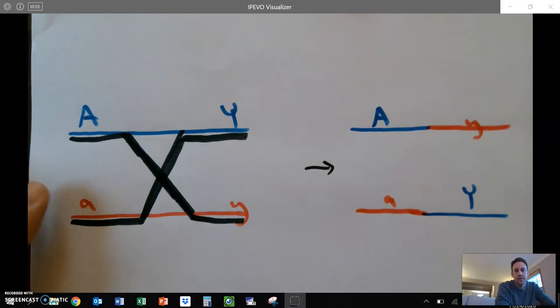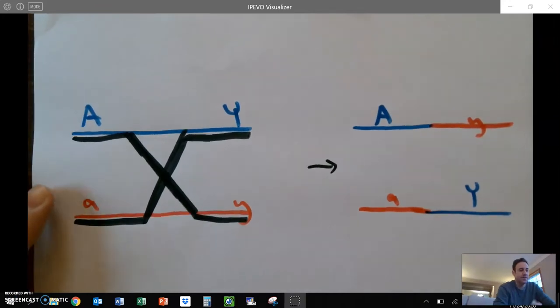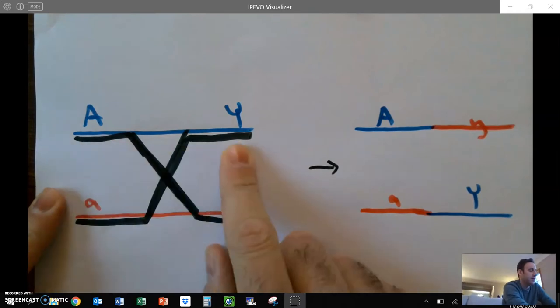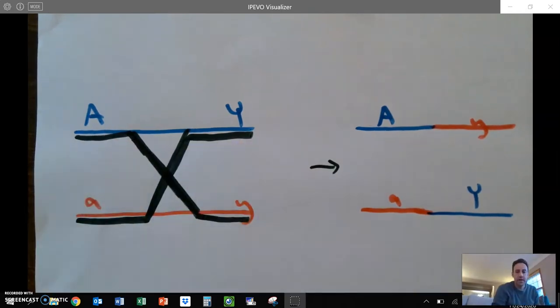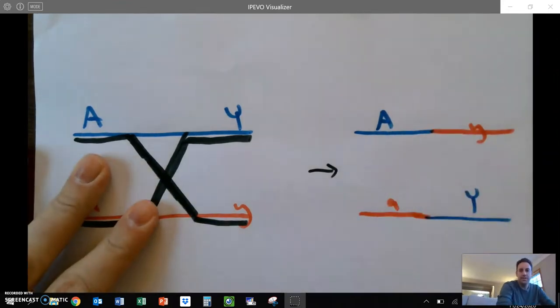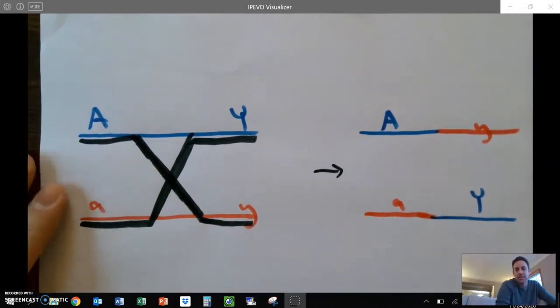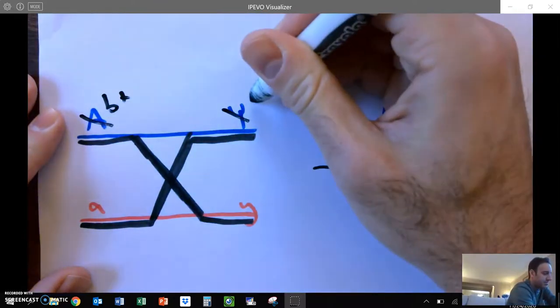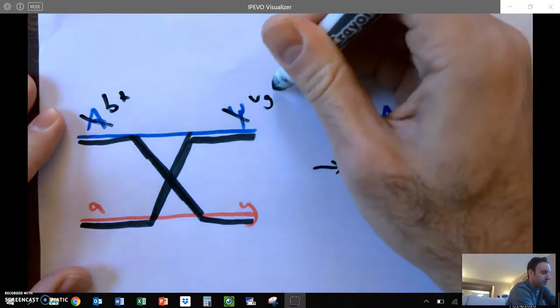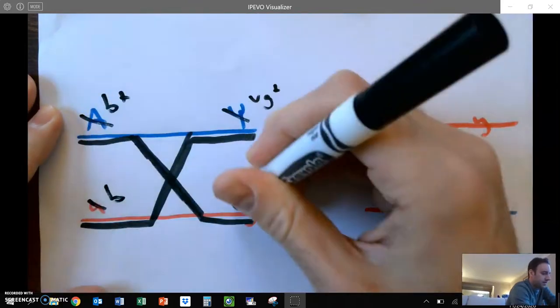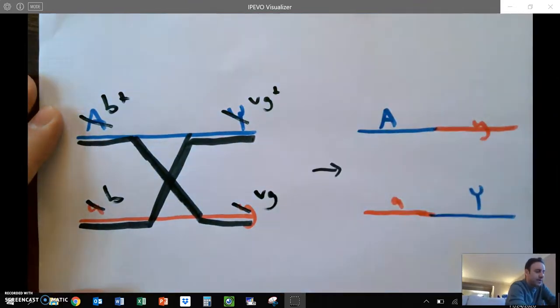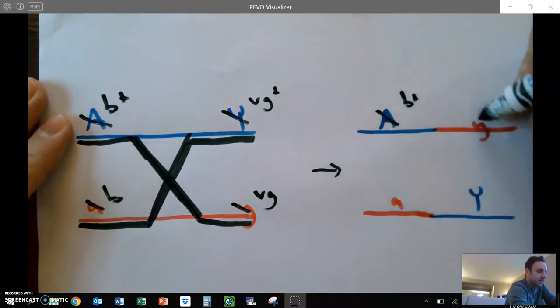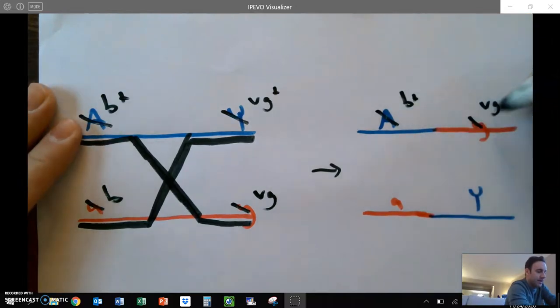So here's a picture that we drew in the last chapter about meiosis, and we basically said if you started with big A, big Y, and little a, little y, crossing over can happen to create this new unique combination of chromosomes. So it's exactly what we're talking about. It's the same thing. I could just replace the A with a B plus and the Y with a VG plus, and basically it's the exact same phenomenon here.